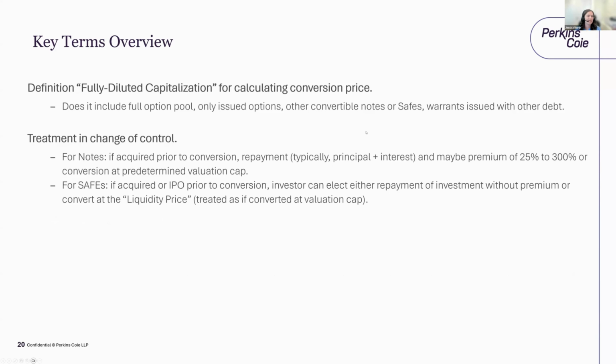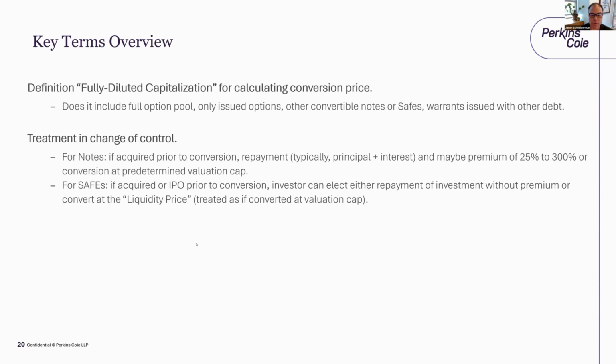So what's important to understand, and this is one of the differences between pre and post, is how do you define fully diluted capitalization? When you think about pre and post, which I'll talk about a little bit more in a slide, what goes into the denominator when figuring out the conversion price is important. So is it the full equity pool reserve, and not necessarily issued options, but just the reserve? Does it include other convertible securities like the notes or the safes, warrants, et cetera, that aren't actual voting securities on the cap table? And we'll talk about that more.